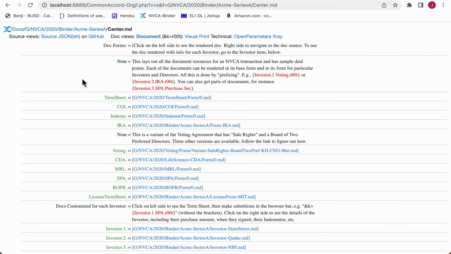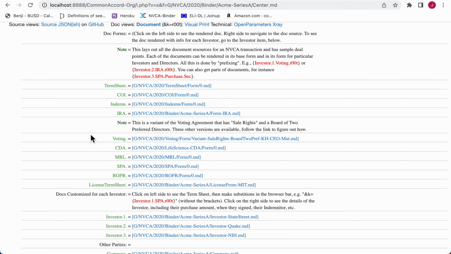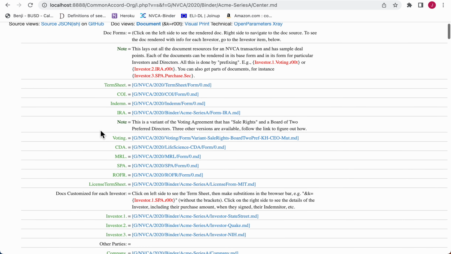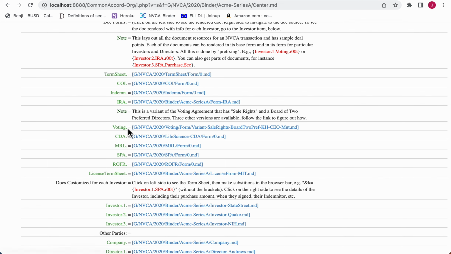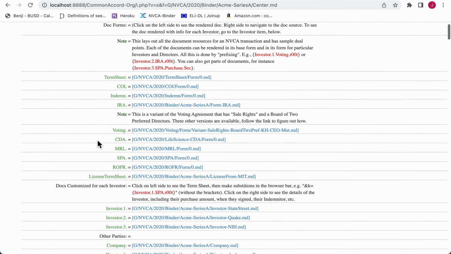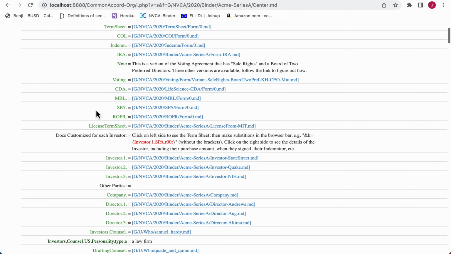So this is pretty much the same thing with a few tweaks, and this is my local version of it. So term sheet, certificate of incorporation, indemnification agreement, the investor's rights agreement, all of these names are simply whatever your preference is. There is no magic about them. The little period at the end means that this is a prefix, and that has some nice attributes. Voting, confidential disclosure agreement, etc., all of these.